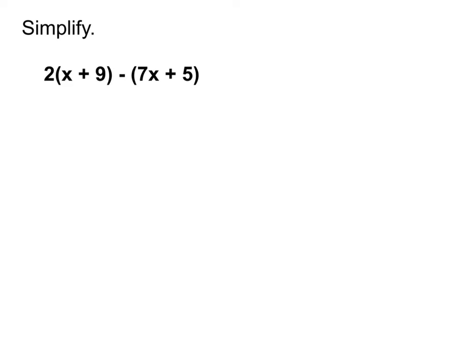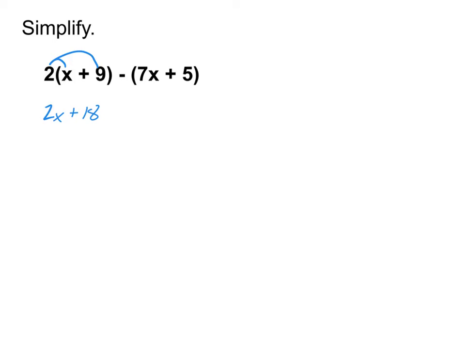So for this problem, notice we again have that minus in front of the parentheses. But we have 2 sets of parentheses. We are going to have to deal with both of them. So first up, I got this 2 out front of the first parentheses. I'm going to be multiplying that 2 into the parentheses. So I'm going to be doing the 2 times the x, which is 2x. And I'm going to be multiplying the 2 by the 9, which is 18. Okay, now the first parentheses is done.